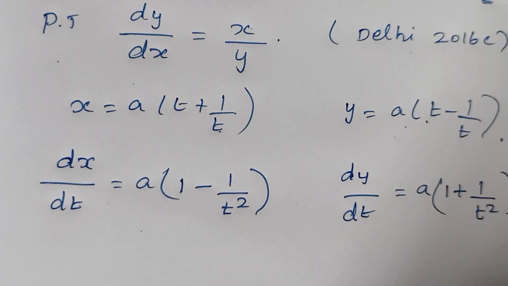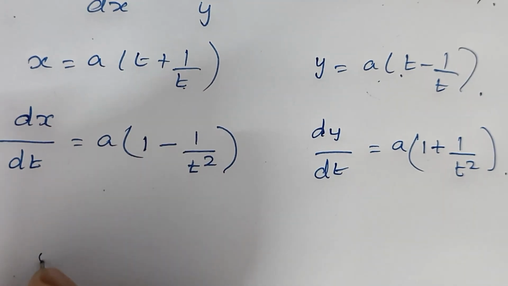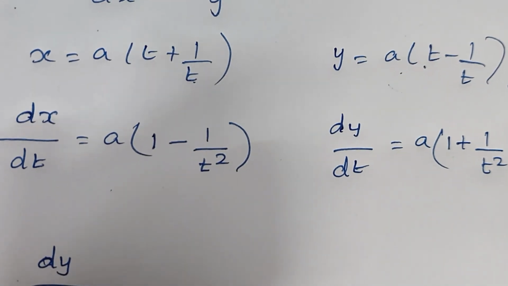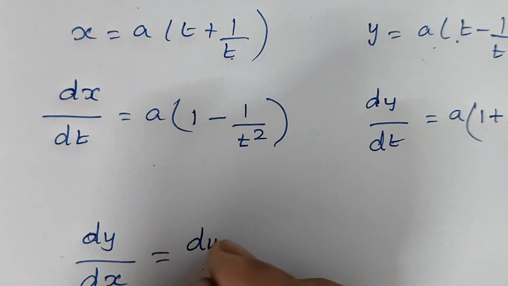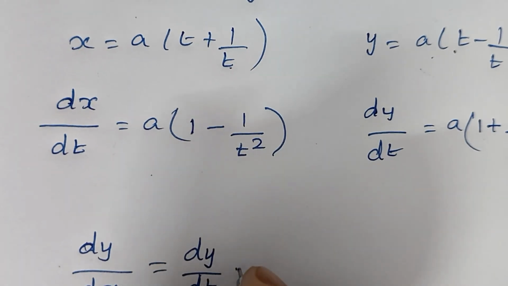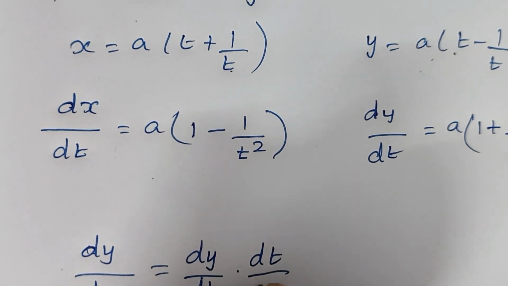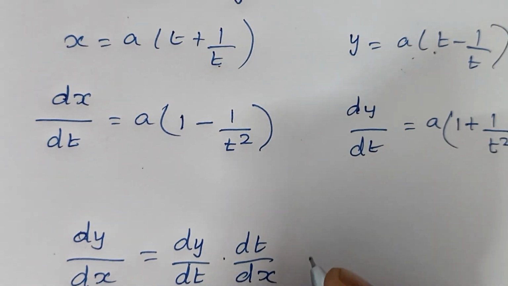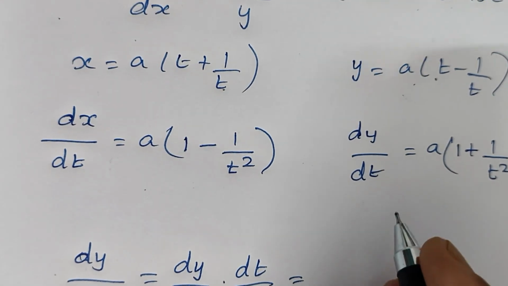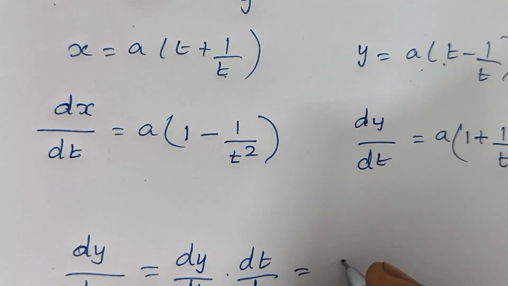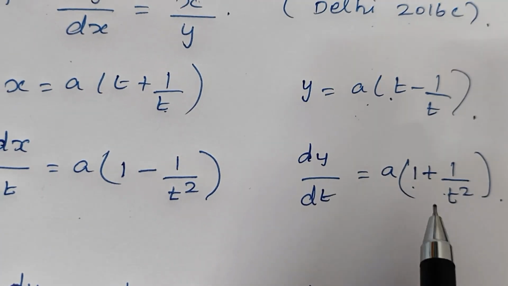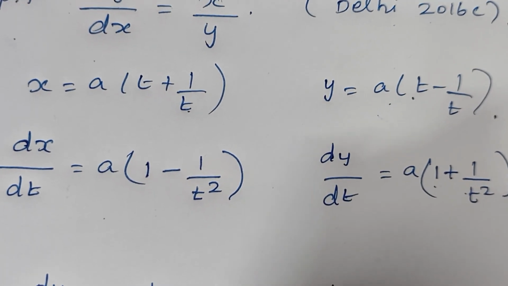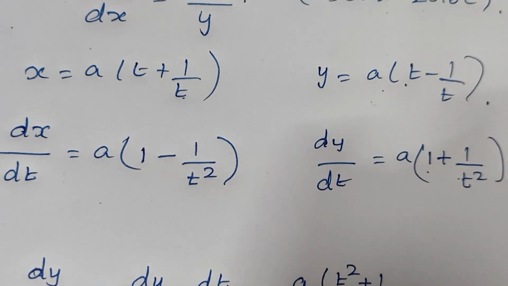Next what we have to find is dy by dx. For that dy by dt into dt by dx. So dy by dt equal to a into, that is here we have to take LCM. So t square plus 1 by t square.